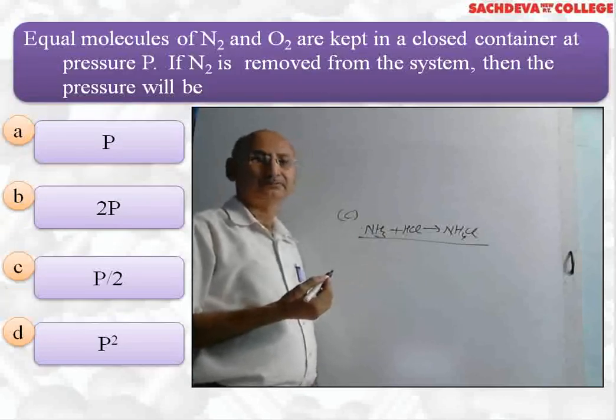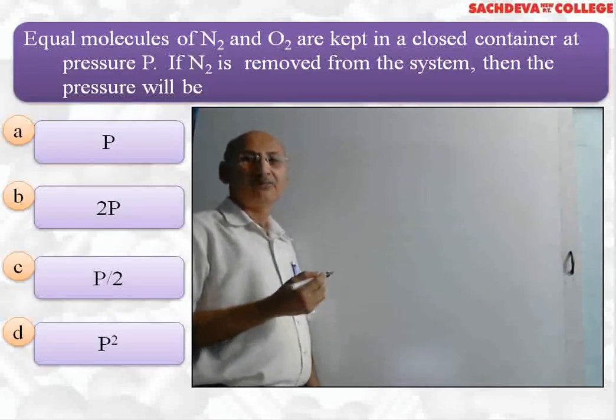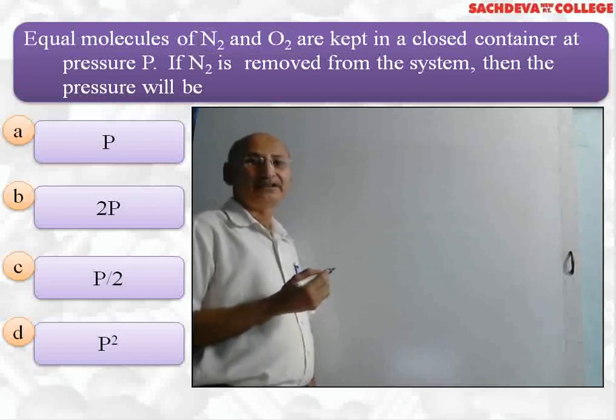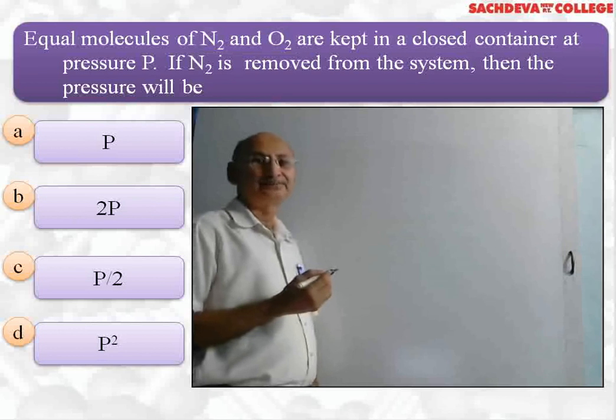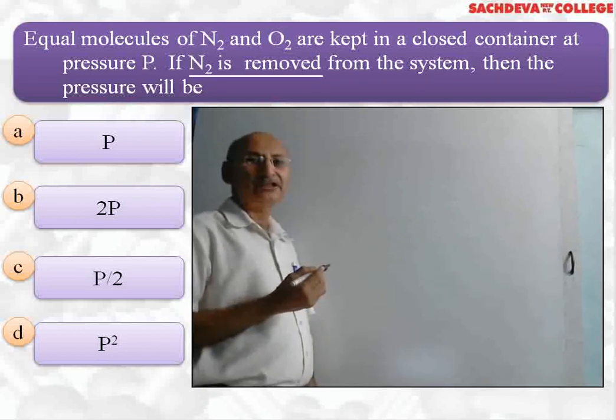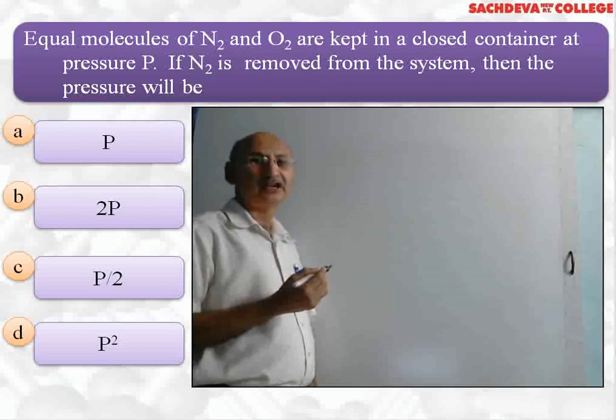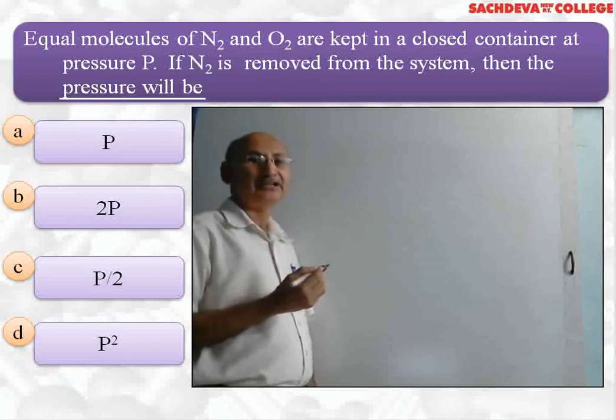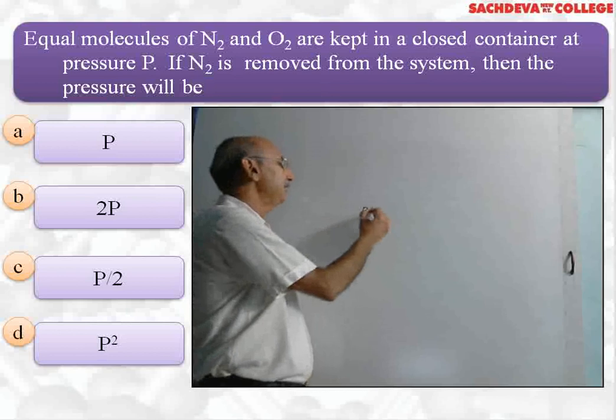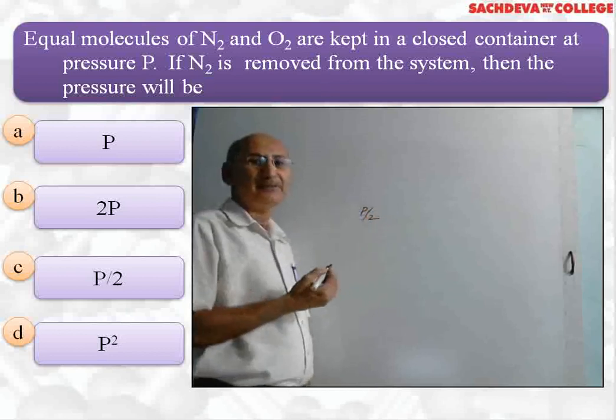Next question. In this question, equal molecules of nitrogen and oxygen are kept in the closed container at pressure P2. If nitrogen is removed from the system, then the pressure will be. The correct answer is P by 2. Why the answer is P by 2?